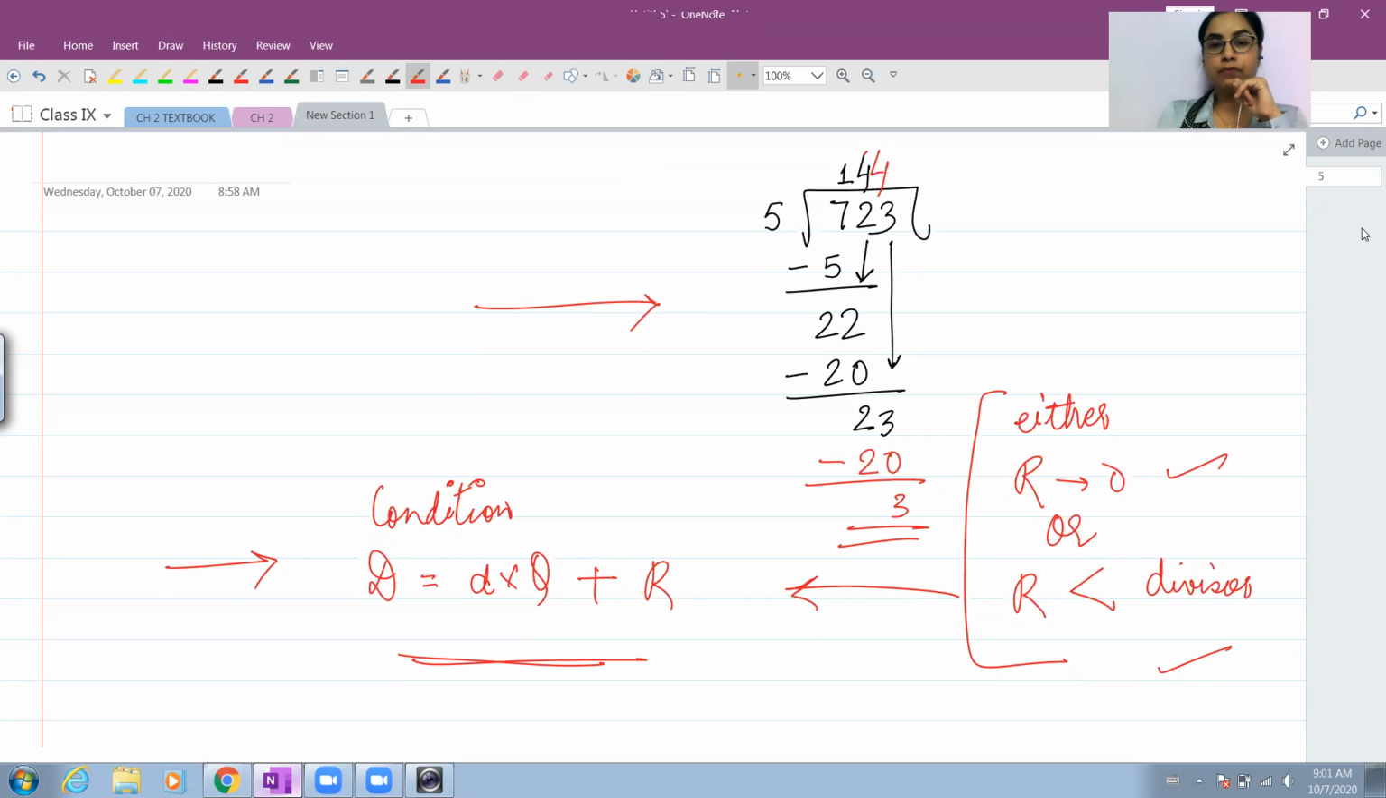0 or the value of the remainder should be less than the divisor always. It cannot be greater than or equal to the divisor. It will always be equal to 0 or less than the divisor itself. This is a condition जो हम usually लिखते नहीं थे. हम सिर्फ ये लिखते हैं d equals to small d multiplied by q plus r while checking the division.